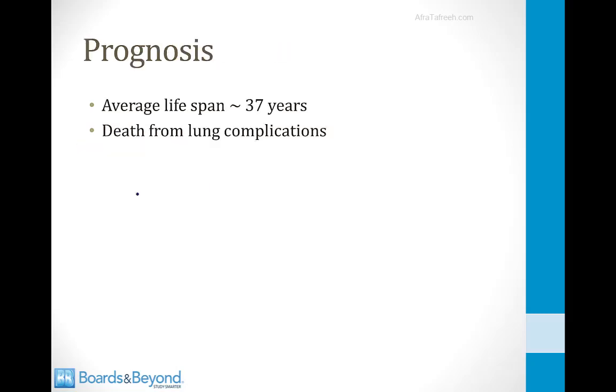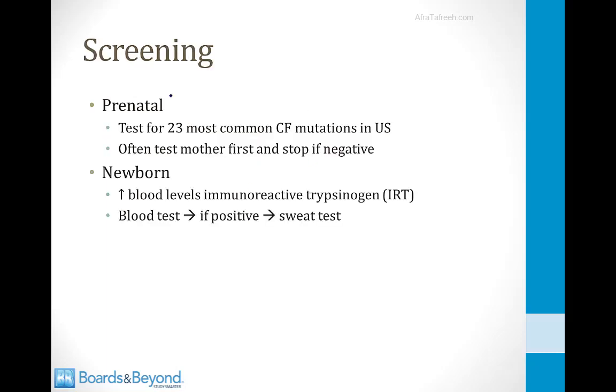The average lifespan in a patient with cystic fibrosis is shortened. It's reported to be about 37 years, although many pulmonologists will tell you that they have patients with cystic fibrosis who are living much longer than this, and death occurs early, usually because of lung complications. And then finally, it's not always done, but you can perform screening for cystic fibrosis. This is done prenatally in some parts of the United States. Parents are tested for 23 of the most common cystic fibrosis gene mutations in the U.S. Often the mother is tested first, and you stop the testing if she's negative.